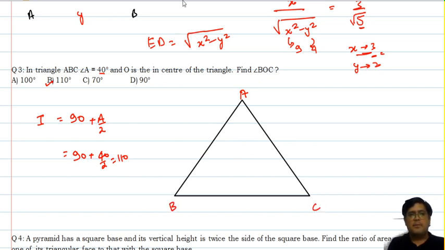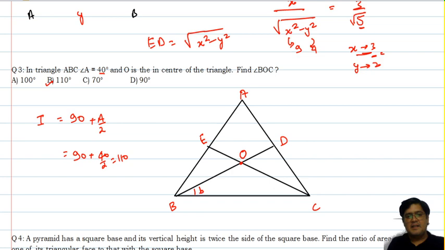See, if I say that this line BD is the angle bisector of B, and this line CE is the angle bisector of angle C, and this is the incenter point. The incenter is achieved by drawing angle bisectors. Here it has been called O, but usually it is called I.